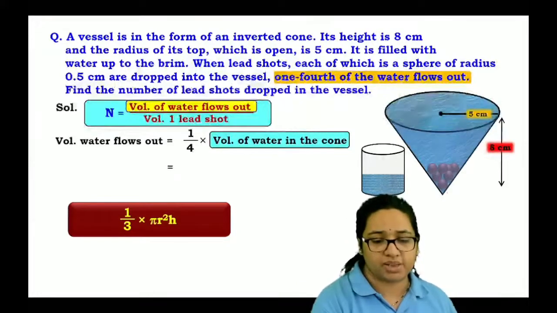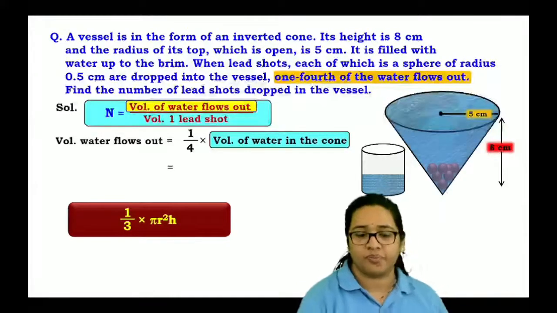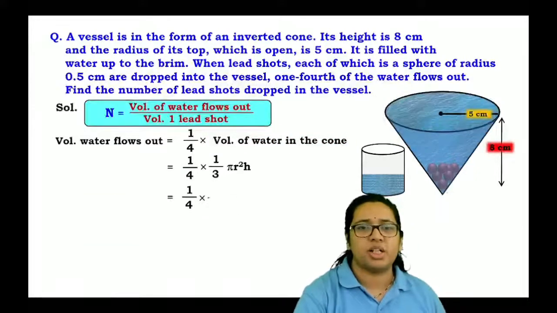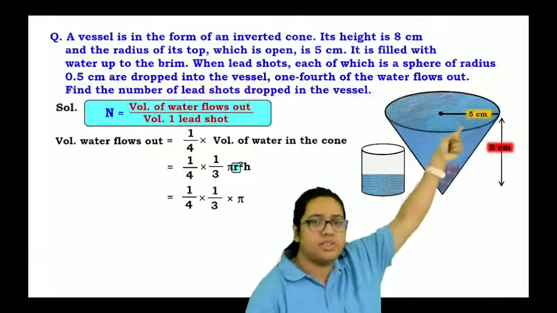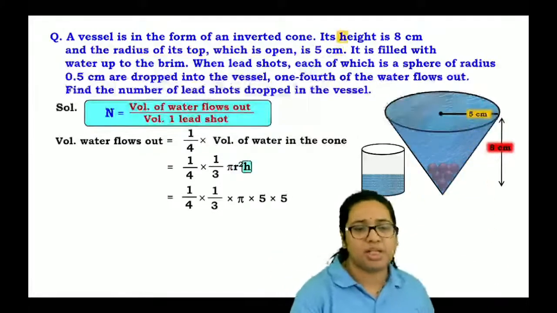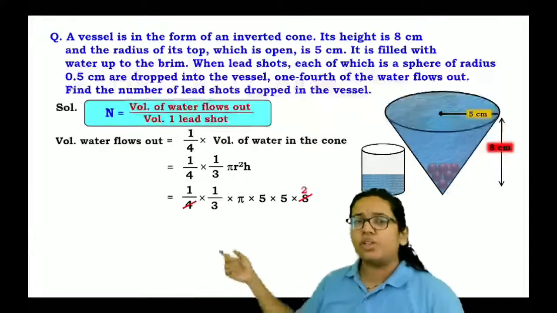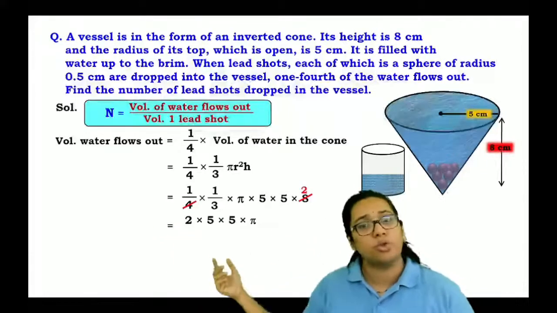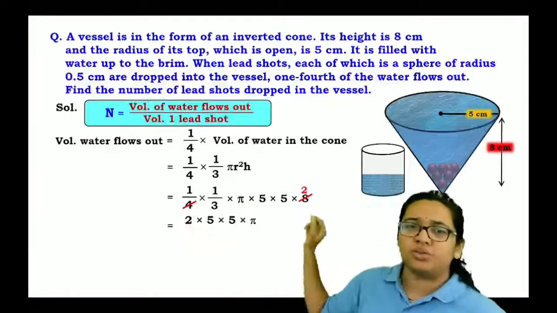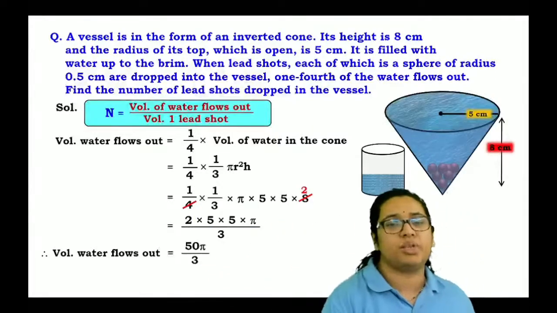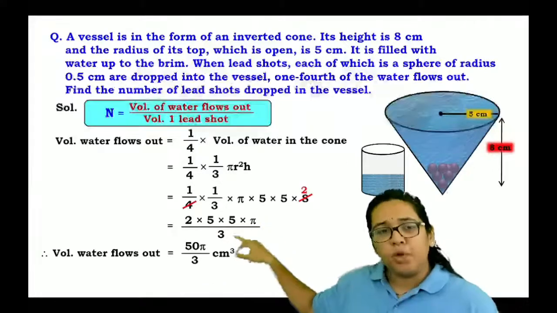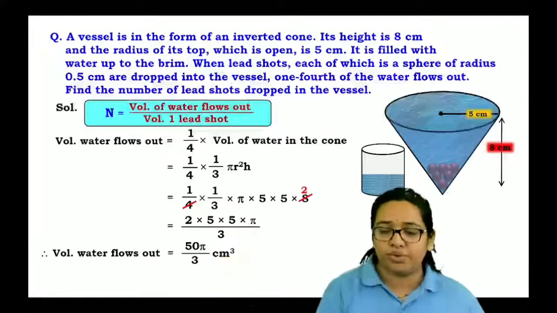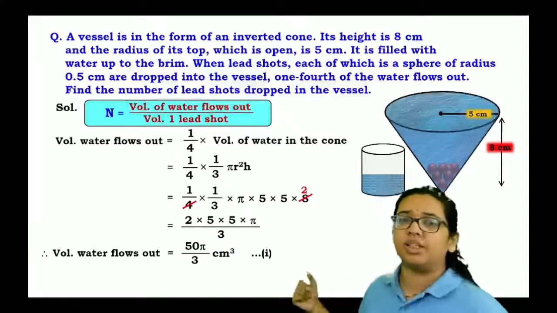1/3 of pi r squared h. Okay, so we'll just put it here. We know the value of r is given as 5 centimeter and h will be 8 centimeter. So after putting the values of r and h, you will get the volume of water flowed out will be 4 ones are 4, 4 twos are 8, that is 2 into 5 into 5 times 5 upon 3. So the volume of water flowed out will be 50 pi upon 3 cubic centimeter.